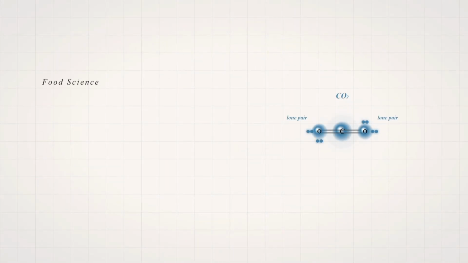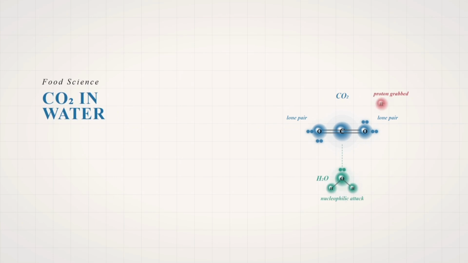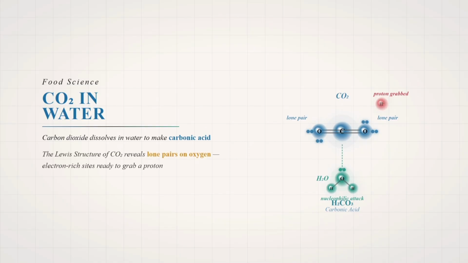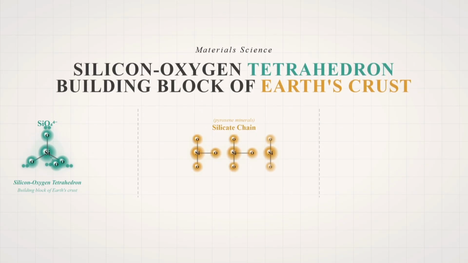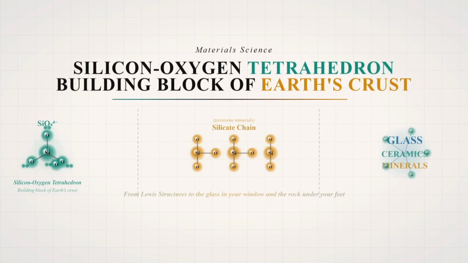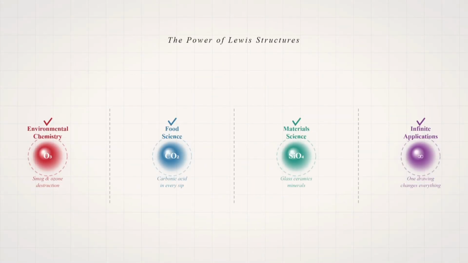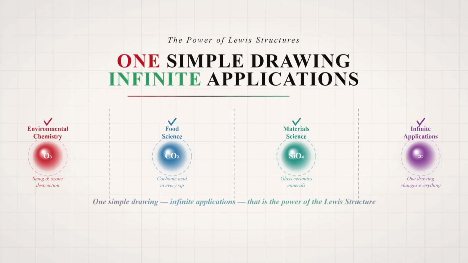Why does carbon dioxide dissolve in water to make carbonic acid? The Lewis structure of CO2 shows lone pairs on oxygen, electron-rich sites ready to grab a proton. That's the chemistry behind every fizzy drink on the planet. Lewis structures of silicate minerals explain the properties of glass, ceramics, and even the rocks beneath our feet. The silicon-oxygen tetrahedron, a central silicon bonded to 4 oxygens, is the building block of Earth's crust. One simple drawing, infinite applications. That is the power of the Lewis structure.